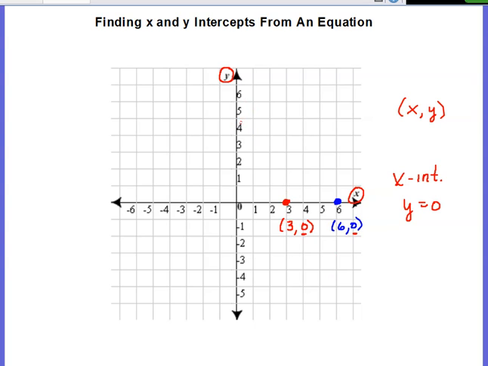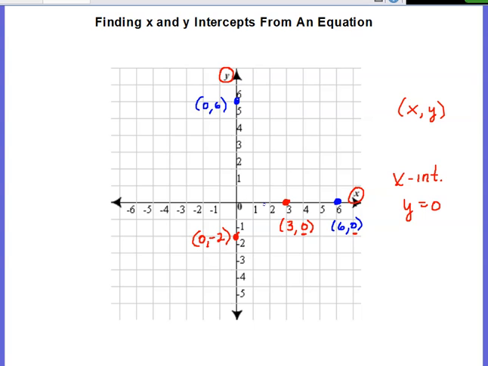Okay, so let's look at the y-intercept for a minute. So let's pick a negative number. So that is (0, -2). If I pick a different one, let's just pick this one up here. And that's 1, 2, 3, 4, 5, 6. So that is (0, 6).